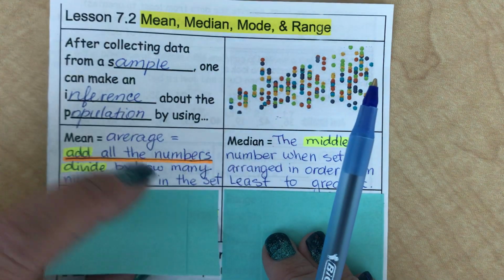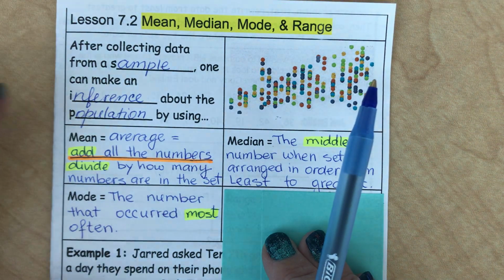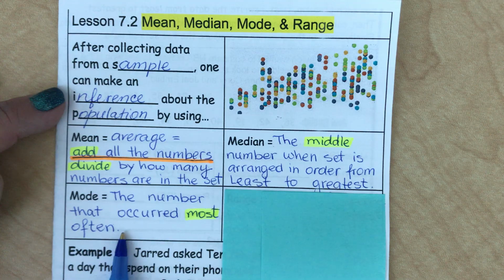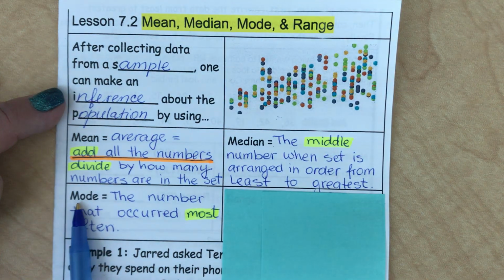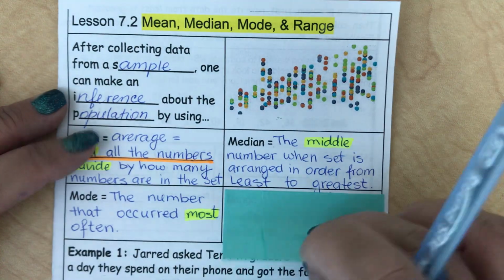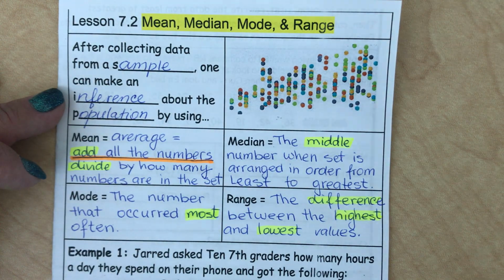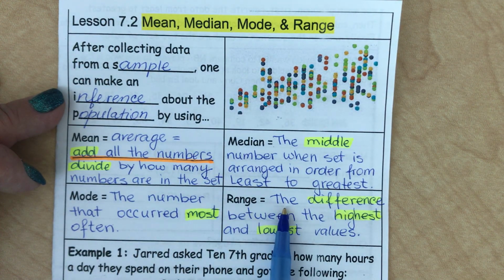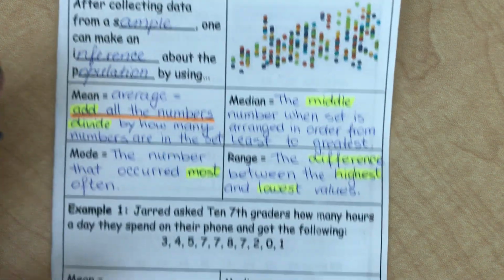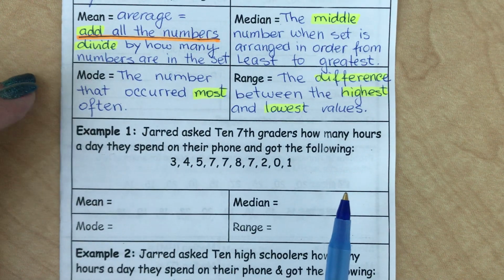The next item, mode. In the set, the number that occurred most often will be called mode. Mode, most. And then we can find the range. The range is the difference between the highest and lowest values. So let's see these four components in an example.